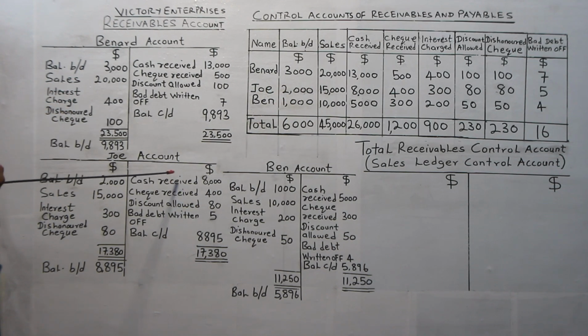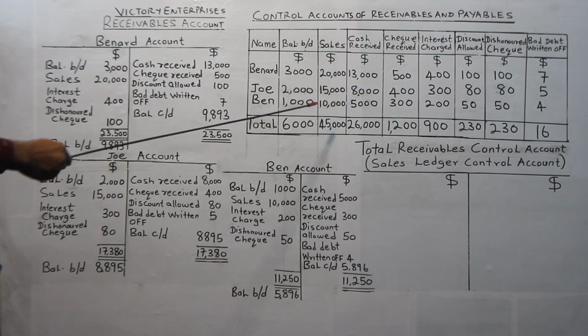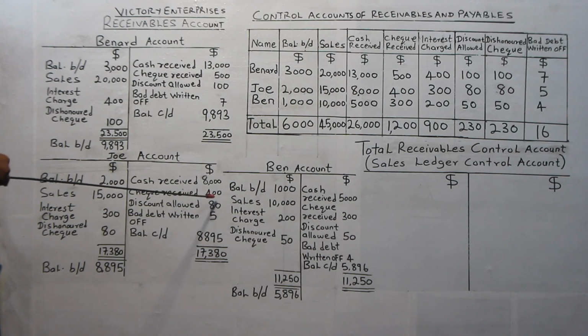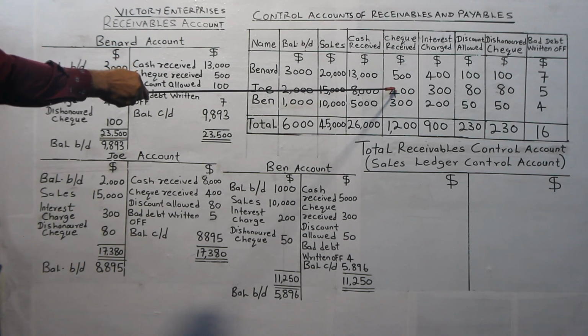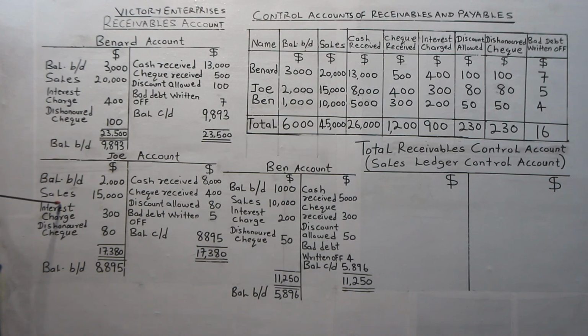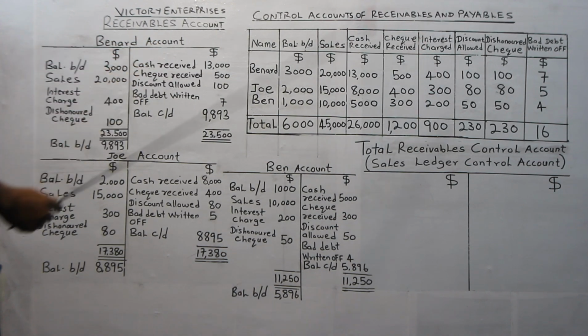Then we have cash received 8,000. You can see cash received 8,000 for Joe. Then we have check received 400. You can see check received 400 for Joe. Then we have interest charge 300. You can see it's interest charge for Joe 300.